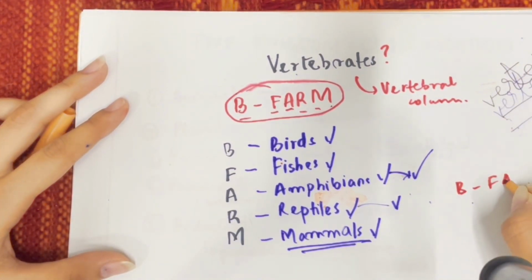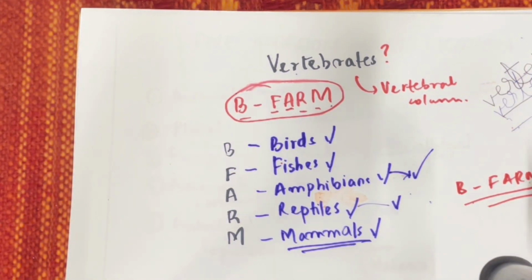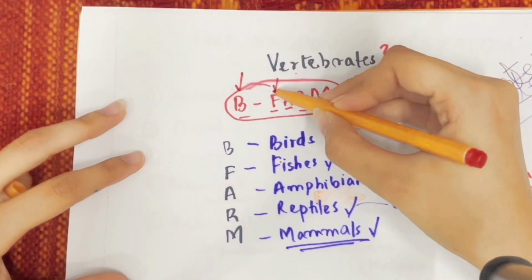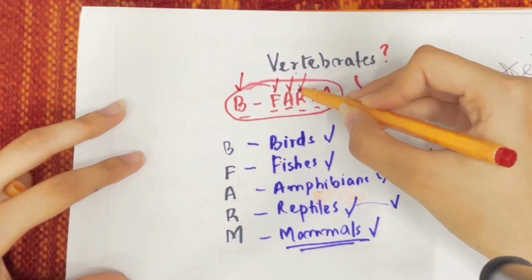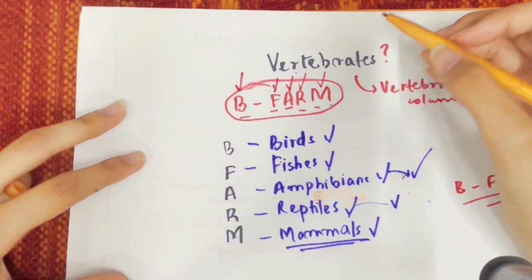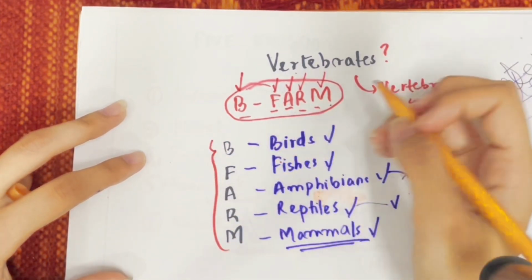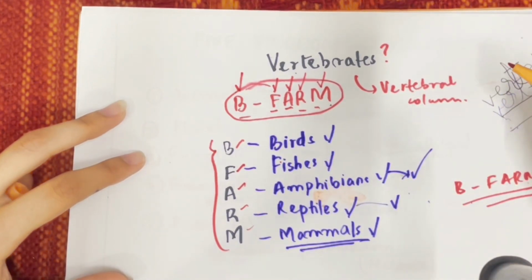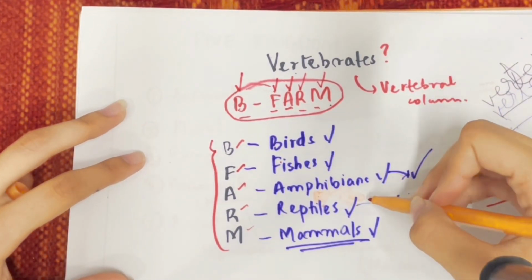that is the BFARM. I have discussed in the short video and the previous videos also that BFARM stands for: B is for birds, F is for fishes, A is for amphibians, R is for reptiles, and M is for mammals. All of these are the further groups of the vertebrates. We have 1, 2, 3, 4, 5 groups of the vertebrates: birds, fishes, amphibians, reptiles, and mammals.